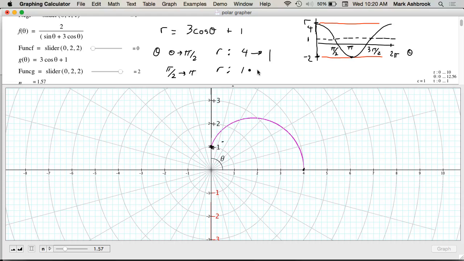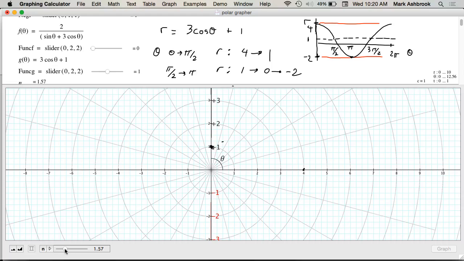And is it going to hit 0 closer to pi over 2 or closer to pi? Do you see that it hits 0 pretty quickly, right? So for just a little more sweep of an angle, we hit 0. And then for the rest of that quadrant to pi, we're in negative territory, going down to negative 2. So what does that look like?